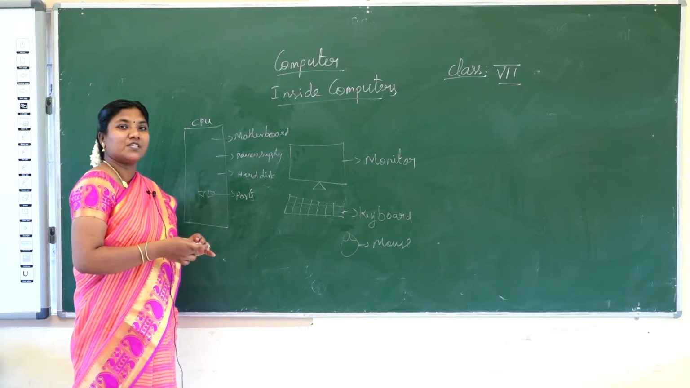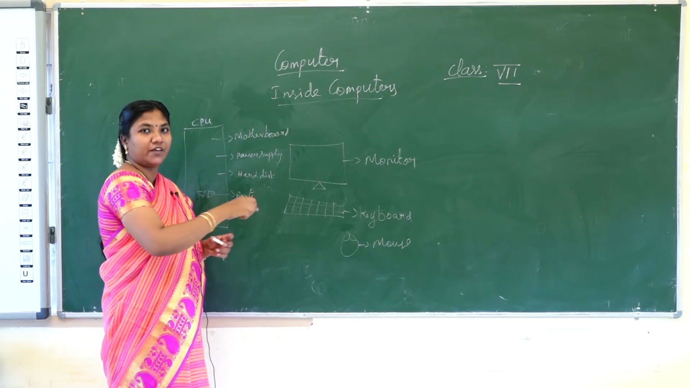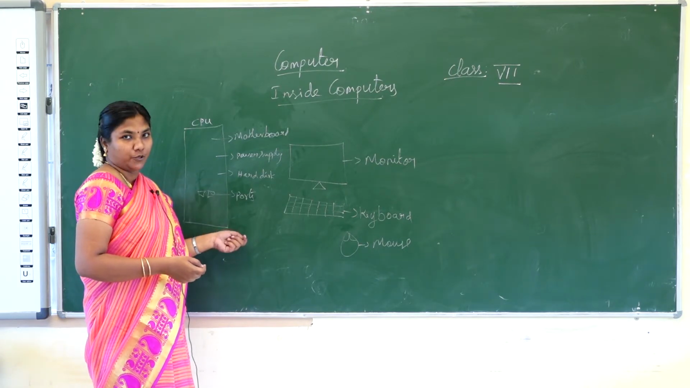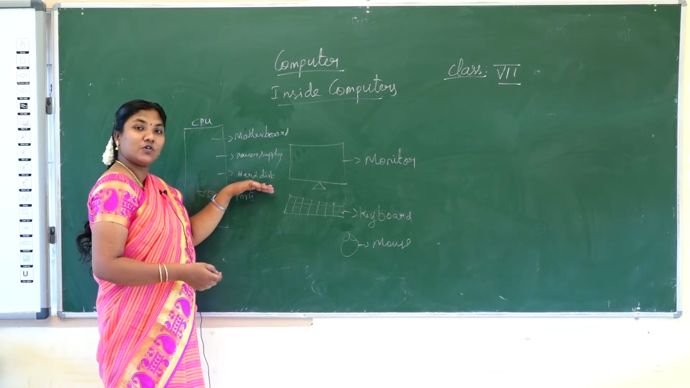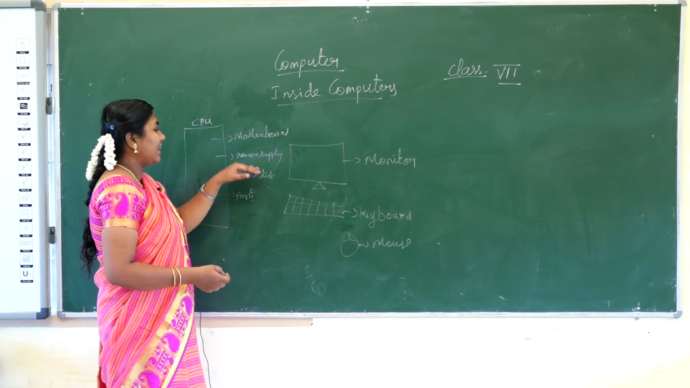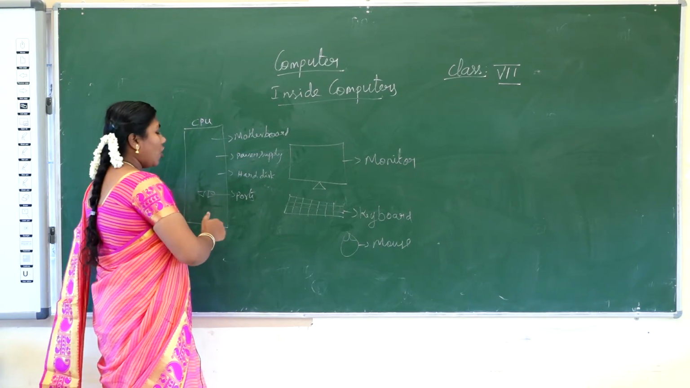So ports means what? When you plug in a pen drive, it is inserted into the port. If you want to print anything, the printer wire must be connected to a particular port. So you know about the port. The hard disk is the one which stores the data and information that you are working on. And the power supply you know, it is what works when you switch on the on/off button.